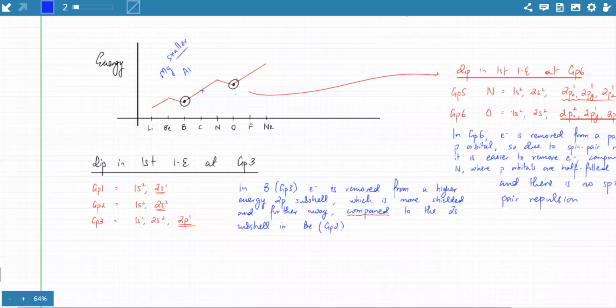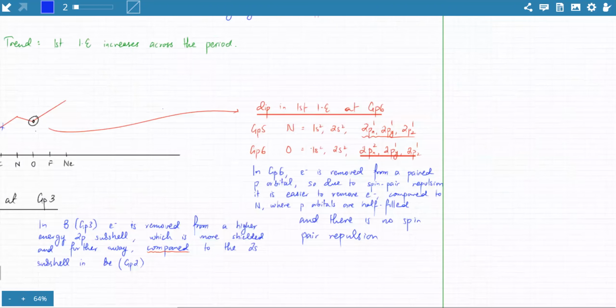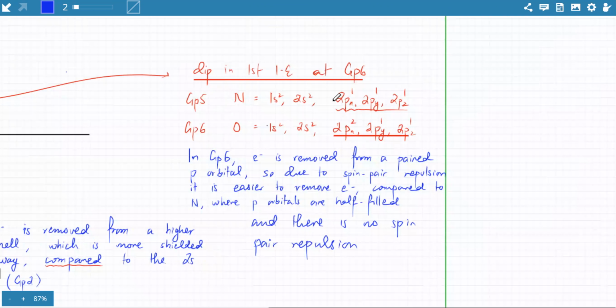What was the answer to that? The answer was that if you move from group 5 to group 6, at group 5 your P subshells, all the orbitals had a single electron in them. But when you move to group 6, the P orbitals had two electrons in them, and the two electrons would be repelling each other, and there would be mutual repulsion, which is called spin pair repulsion.